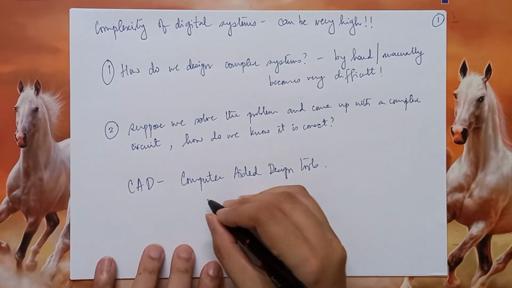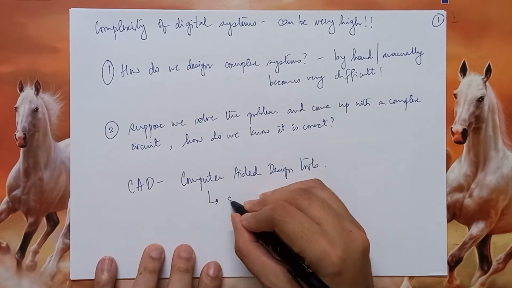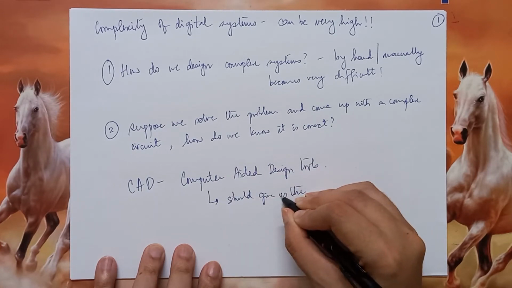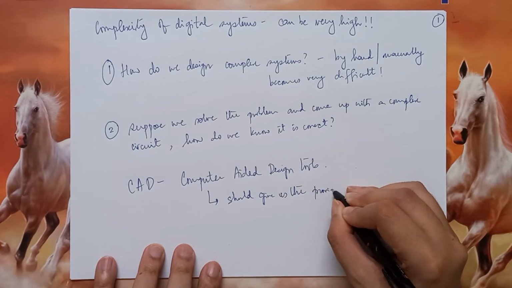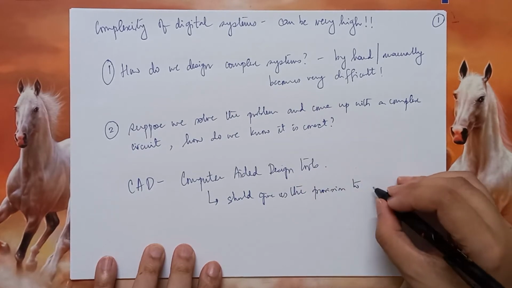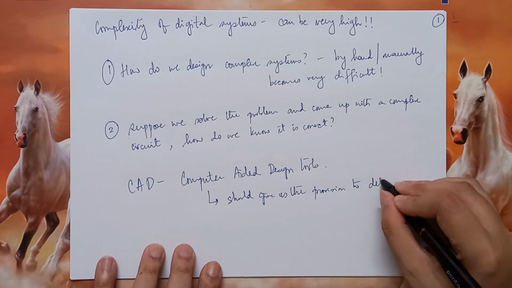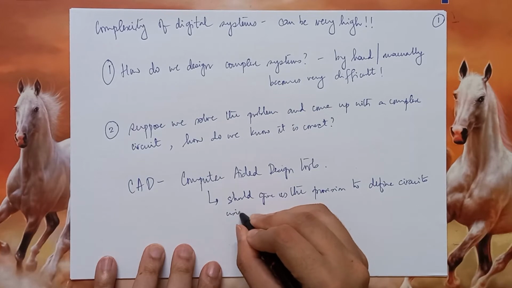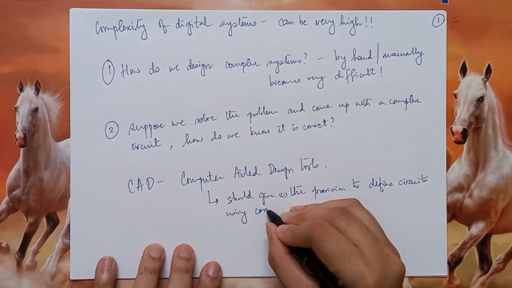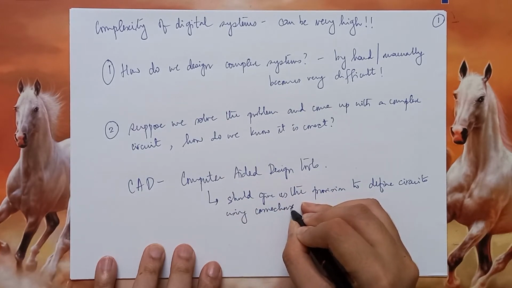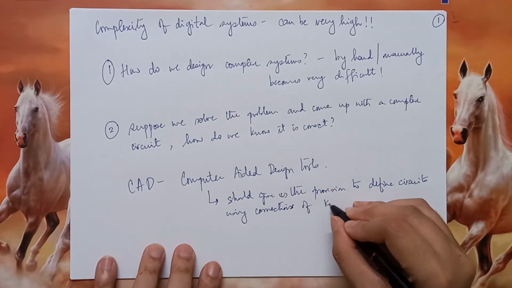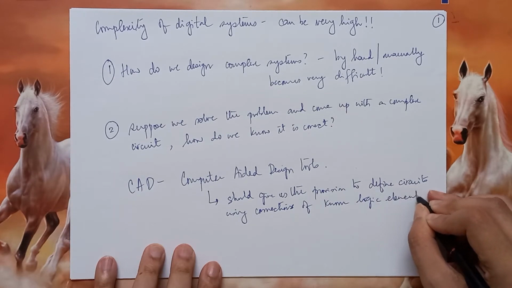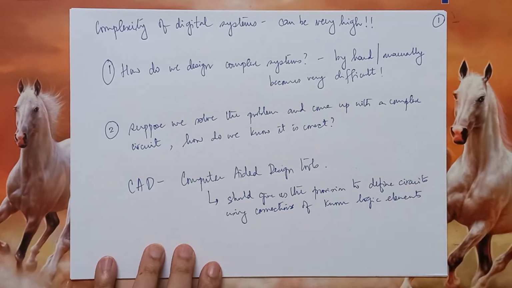So what do we want from our computer aided design tools? They should give us the provision to define circuits using connections of known logic elements. Logic elements can be gates, multiplexers, and so on and so forth.